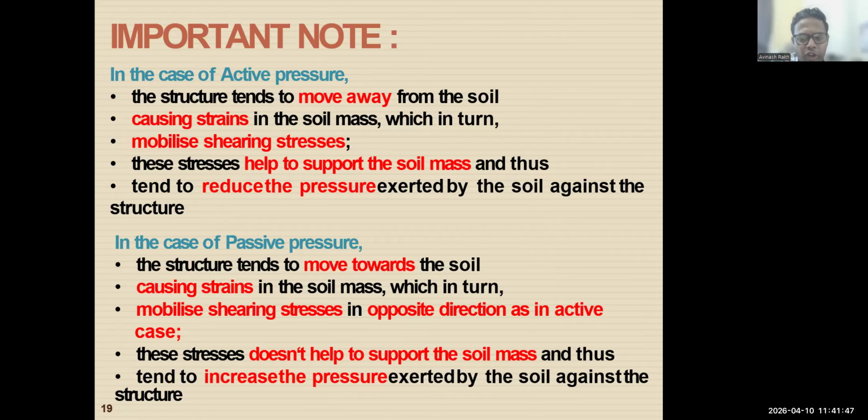Now, an important point. In the case of active pressure, some fundamental points are there. The structure tends to move away from the soil, causing strains in the soil mass, which in turn mobilize shearing stresses. These stresses help to support the soil mass and thus tend to reduce the pressure exerted by the soil against the structure. In the case of passive pressure, the structure tends to move towards the soil, causing strains in the soil mass, which in turn mobilize shearing stresses in the opposite direction as in the active case. These stresses do not help to support the soil mass and thus tend to increase the pressure exerted by the soil against the structure. These are the fundamental important points.